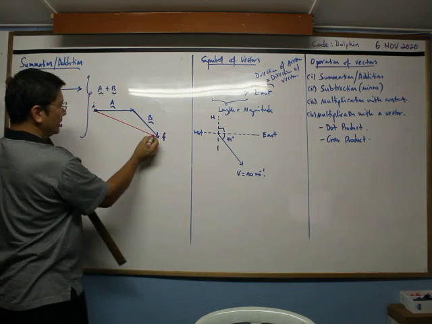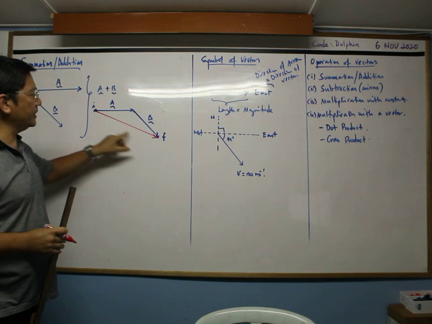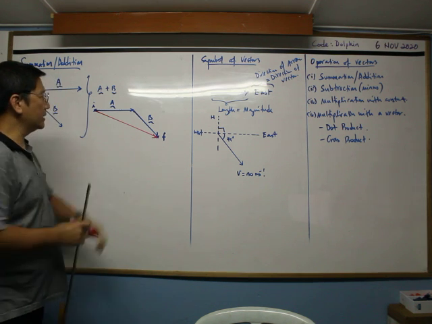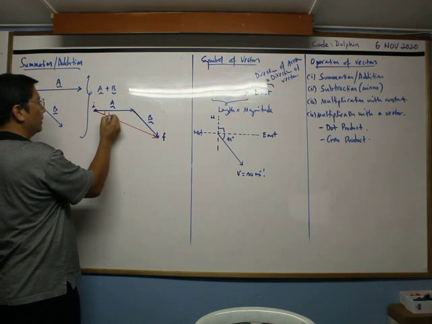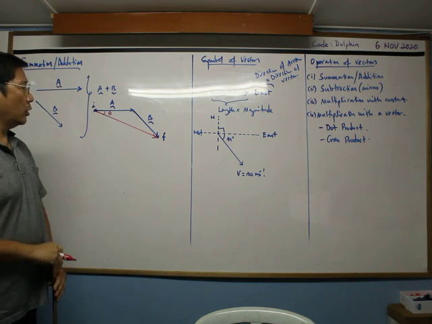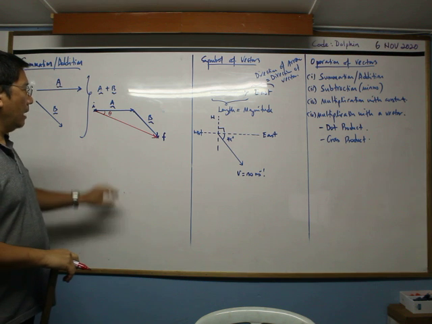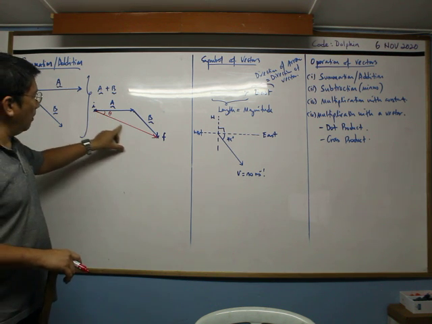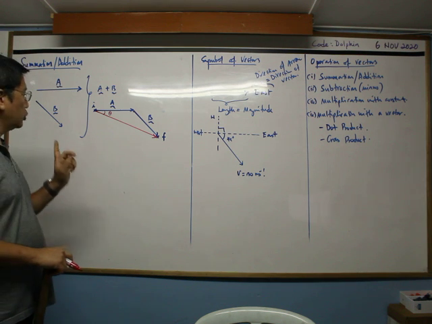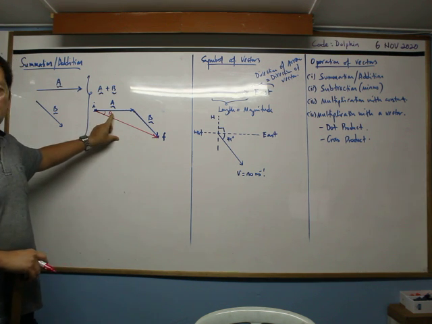The red vector here is pointing in this direction, at a certain angle from the original direction of your A. So when you are giving the answer, you have to calculate two things. Number one, how long is this vector? And number two, what is the angle here?